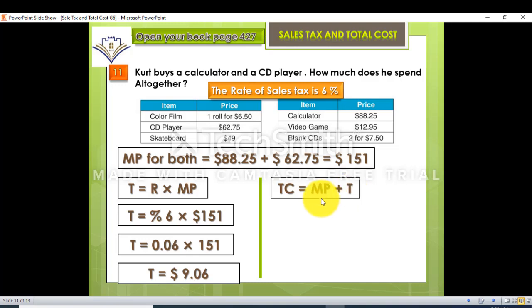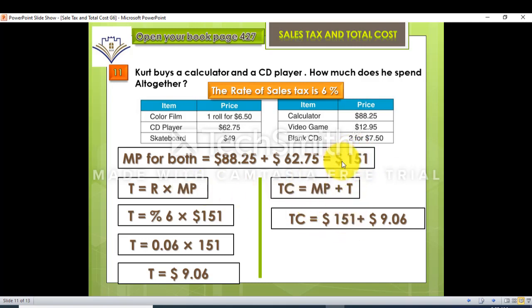Going to the second point, we need to calculate the total cost. Total cost equals 151, the market price here, plus T, the sales tax, 9.06. Then both of them equal $160.06.